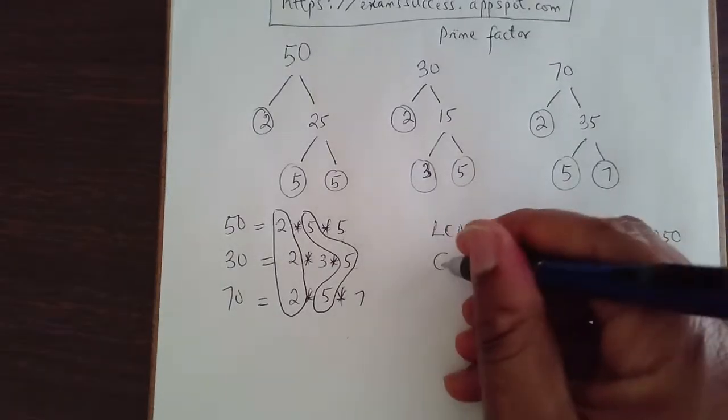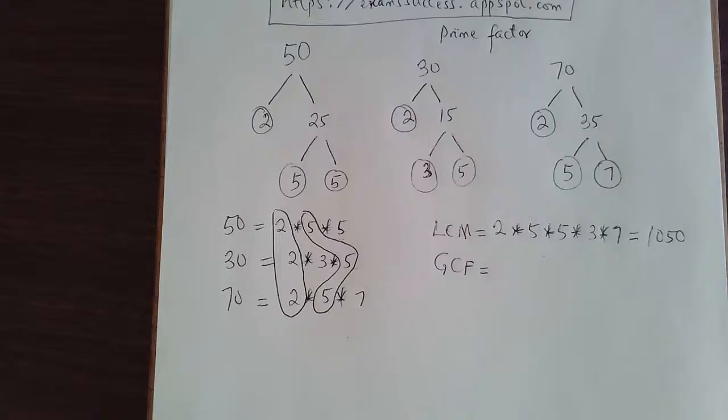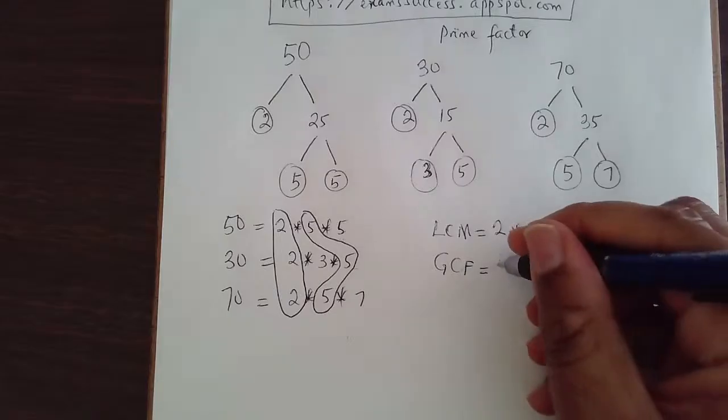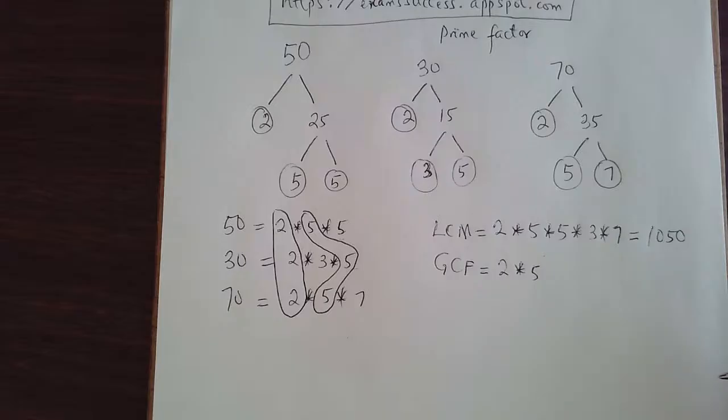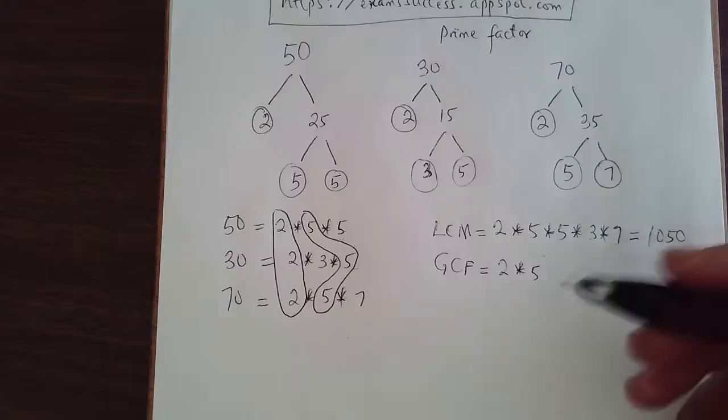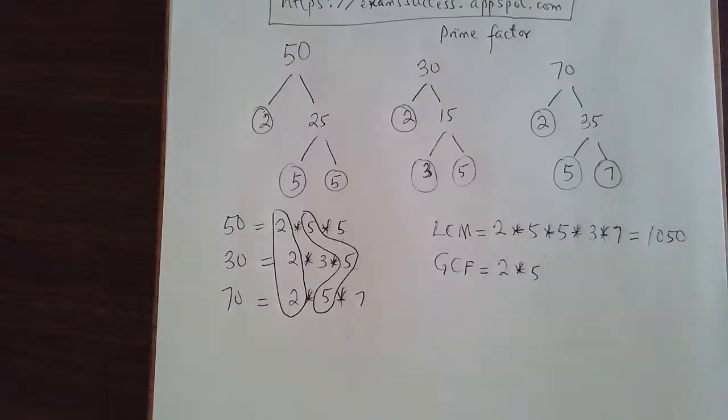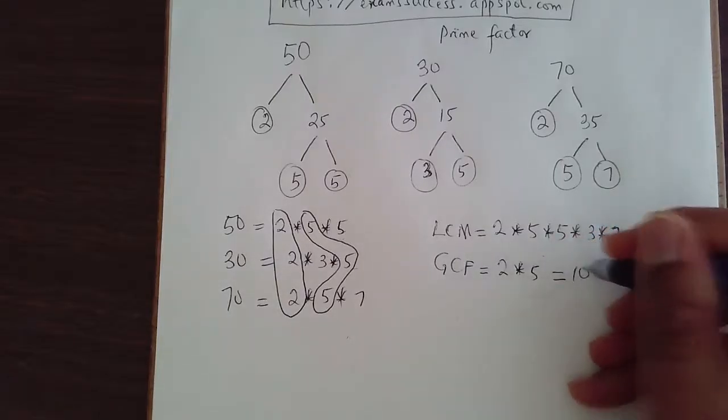Now, if I was to find the GCF, the greatest common factor, I'm looking only at the common factors. And not just a common factor, but the greatest common factor. So this will just be 2 times 5, because 2 and 5 are the only common factors. 2 is a common factor, 5 is a common factor. I don't just want a common factor, I want the greatest common factor, and this gives us 10.